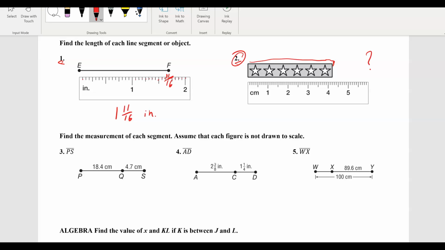Okay, so hopefully we saw that we have at least 4 centimeters, and then we go a little bit further. 1, 2, and I wouldn't split hairs if you said 4.2 or 4.3. To me, it looks like it's 4.2 centimeters, okay, for the length of that one.